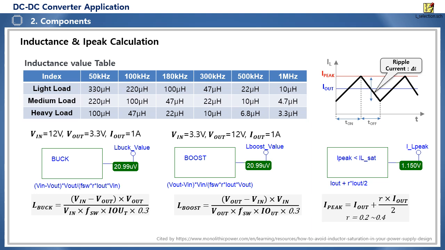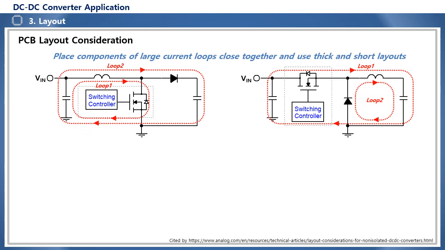As the switching frequency increases, the inductance of the inductor and the capacitance of the load capacitor also decrease, which has the advantage of reducing the size of the inductor and capacitor, thus reducing the board size. Let's learn about the component placement and PCB layout of the DC-DC converter.